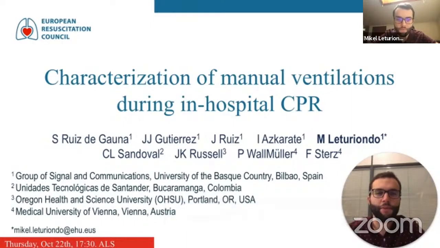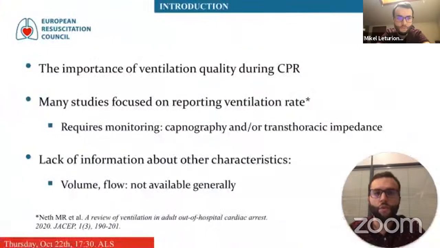Hello, ladies and gentlemen. My name is Mikel Eturiondo, and this work has been done by members of the Group of Signal and Communications from the University of the Basque Country in collaboration with Oregon Health and Science University and the Medical University of Vienna. We all know the importance of high-quality ventilations during CPR. Several studies have already characterized manual ventilations during CPR in terms of ventilation rate to avoid overventilation by using waveform capnography or transthoracic impedance signal. However, little has been published regarding other features of ventilation like volume or flow, which are generally not available in the field. Thus, a large gap exists between current knowledge of ventilation quality and its optimal implementation.